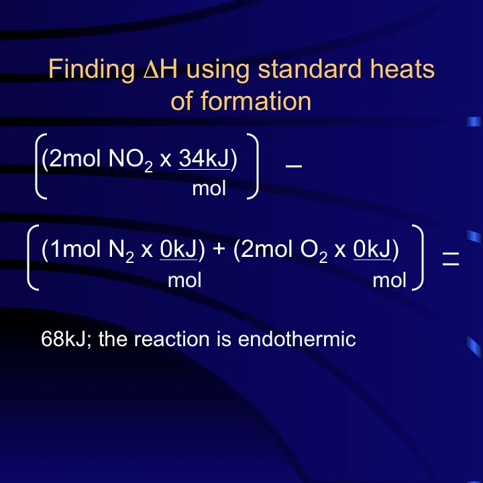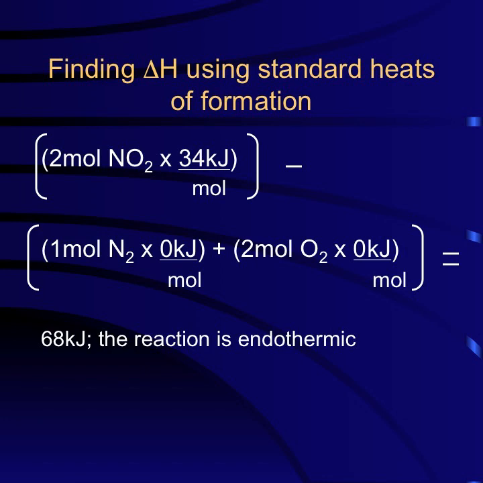I'm then going to subtract the sum of the delta HF standard values of my reactants. Well, do you recall I told you an element in its natural state will have a delta HF standard of 0. So 1 mole of N2 times 0 kilojoules per mole, put that in parentheses, plus 2 moles of O2 times 0 kilojoules per mole, put that in parentheses, put the whole thing in brackets. And yes, I expect you to write 0 kilojoules per mole. And that means I will have 68 kilojoules minus 0 kilojoules, and I therefore get 68 kilojoules.